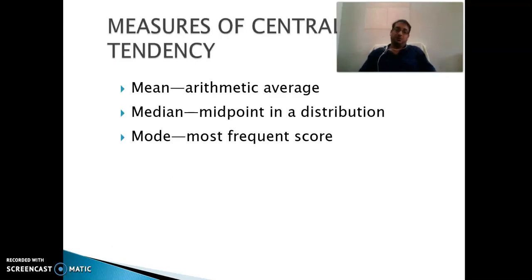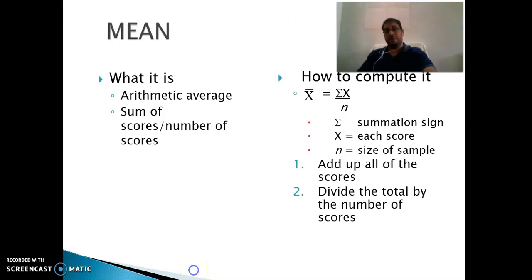Then you can measure central tendency using the arithmetic mean. You have to calculate the average score of your variable. Then also you can calculate the median. Median is the midpoint in a distribution. Also you can calculate the mode. Mode refers to the most frequent score. I hope you know what mean, median and mode are, so I don't have to give an example here.